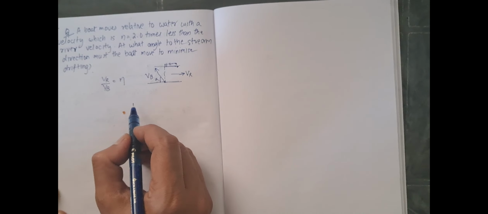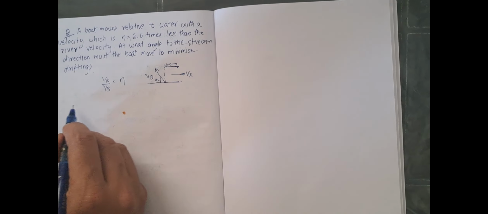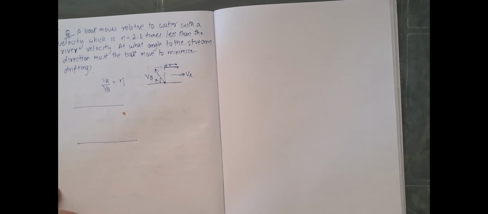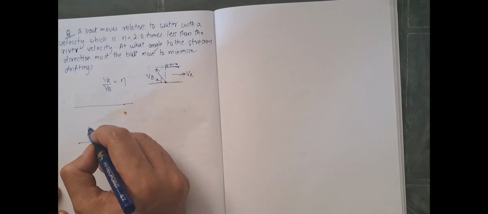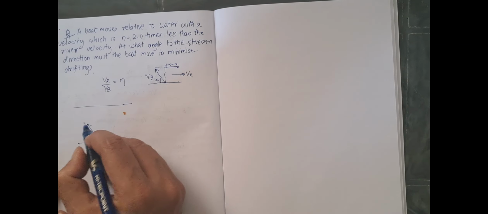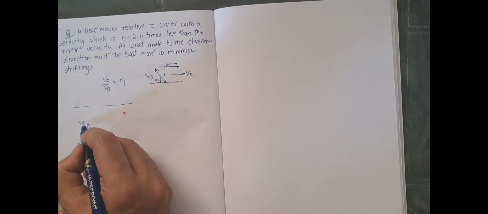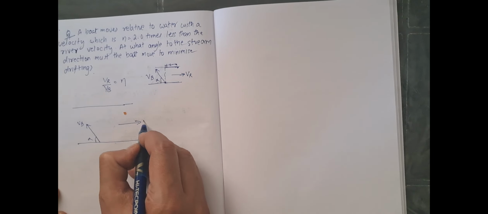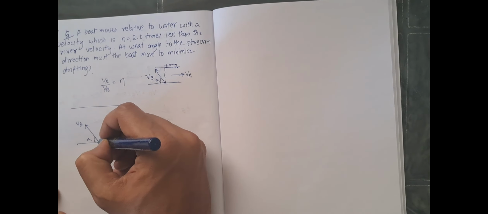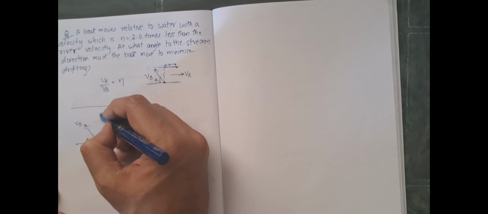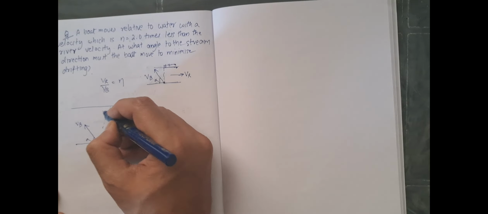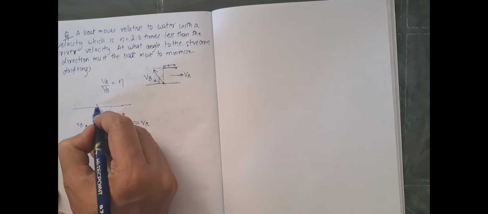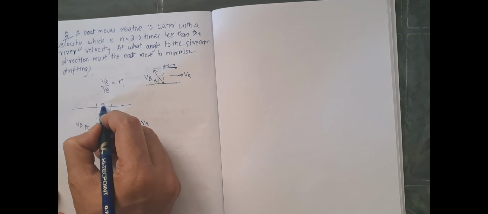I can draw another diagram, a bigger one, so that things will be clearer. I can draw it like this here, maybe. So this angle, like this, VB. VB stands for the velocity of the boat. VR is the velocity of the river. And suppose the boat reaches somewhere here, this will be dr, the drift.